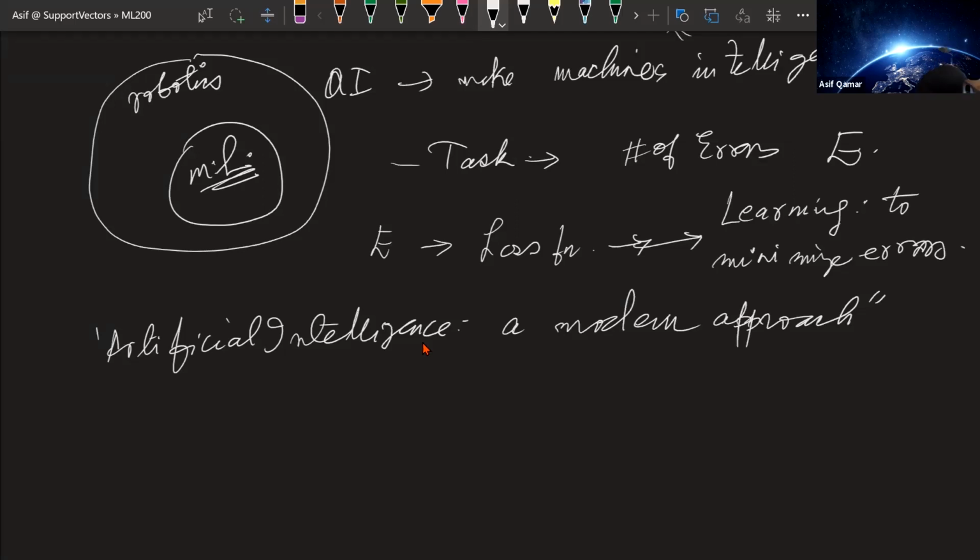I can't sell it too much. It is by Russell and Norvig. It is the great classic in the field, guys.